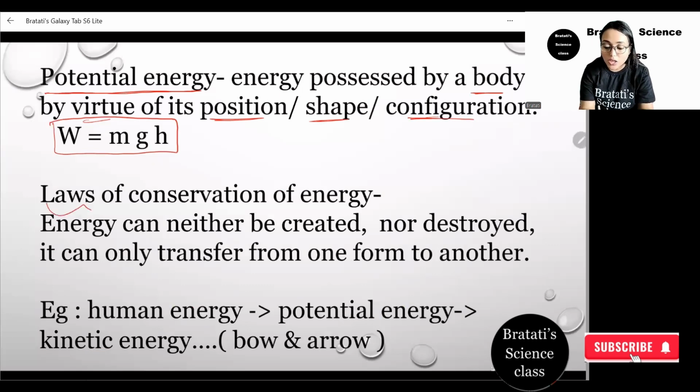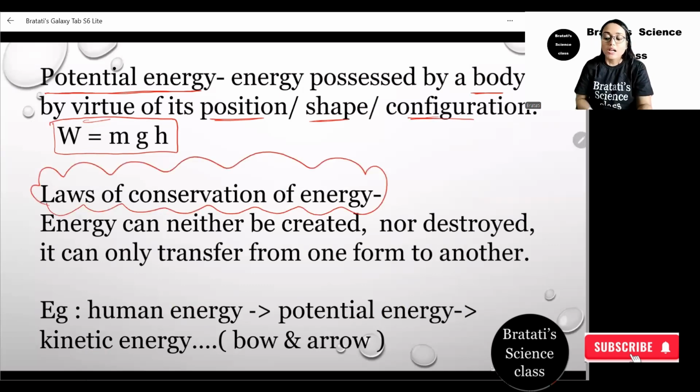Now coming to the law of conservation of energy, you know that energy can neither be created nor destroyed, it can only transfer from one form to another. Just now we discussed the different forms of energy. Sound energy can be converted to any other energy. The wind energy in a windmill can be converted to electrical energy.